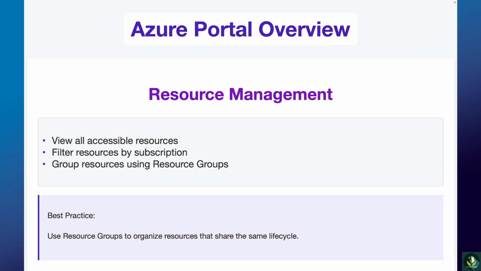Next up, resource management. The Azure portal offers powerful tools for managing your resources. The All Resources view displays all the resources your logged-in user has access to. You can apply filters to manage multiple subscriptions effectively. Also, resource groups allow you to organize resources that share the same life cycle. Remember when we created a Cloud Shell, we were offered a storage account to be automatically created. This is an example of how Azure manages dependencies for its services.